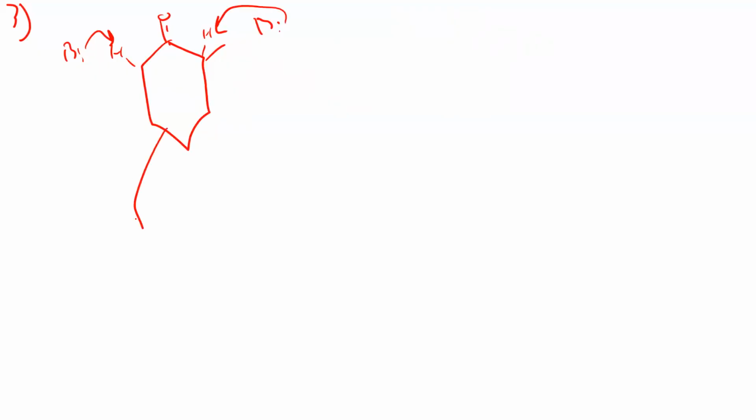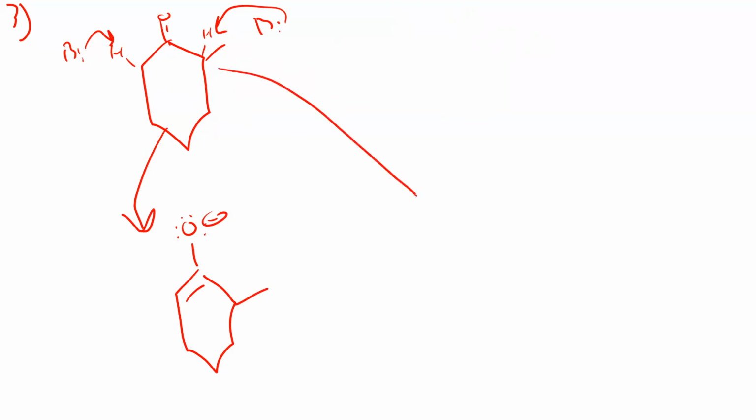So if we take it from this side, just an arrow, we'll form this. If we take it from that side, we're going to form this compound. Double bond there.